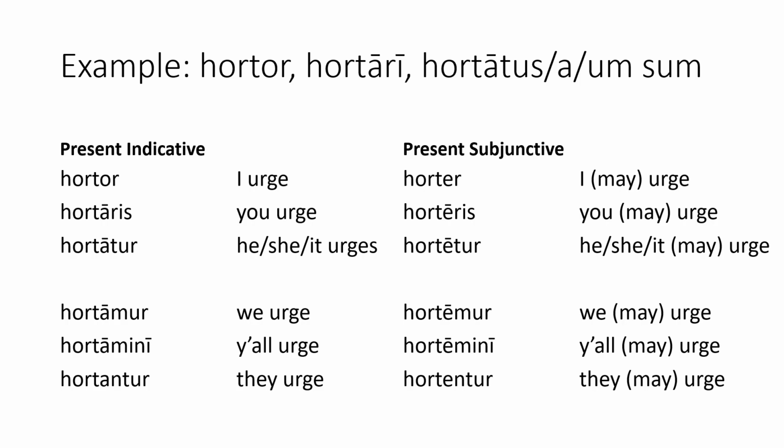Since hortor, hortari is a first conjugation verb, the present subjunctive is formed by replacing the theme vowel A with an E in the "we beat a liar friar" mnemonic. Following this system, the present subjunctive is horter in the first person singular, hortéris in the second person singular, hortetur in the third person singular, hortemur in the first person plural, hortemini in the second person plural, and hortentur in the third person plural. As you all recall, the subjunctive is usually translated differently depending on what type of clause it is in. But for now we will say that this is translated as I may urge, you may urge, he, she, it may urge, we may urge, y'all may urge, and they may urge, but yet again that may not show up.